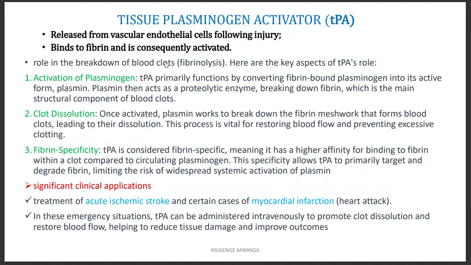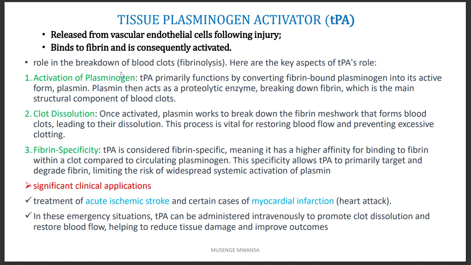So we have got tissue plasminogen activator, as we've already talked about, TPA, and we've already seen its function. Basically, it makes sure that it activates the plasminogen to plasmin. So where is this one released? The tissue plasminogen activator TPA is released from vascular endothelial cells following injury, just in the epithelium of the blood vessels after an injury. And then it's going to bind to fibrin and is consequently activated. So after binding to fibrin, that is when the tissue plasminogen activator is going to be activated.